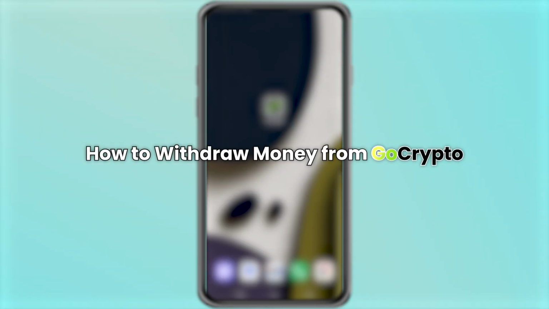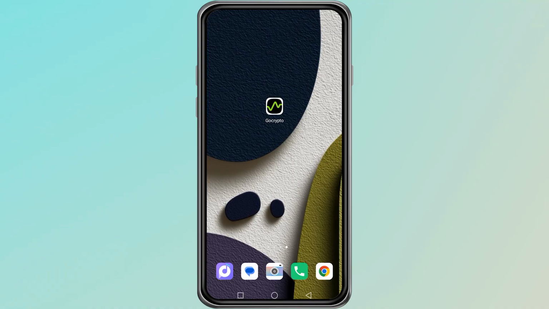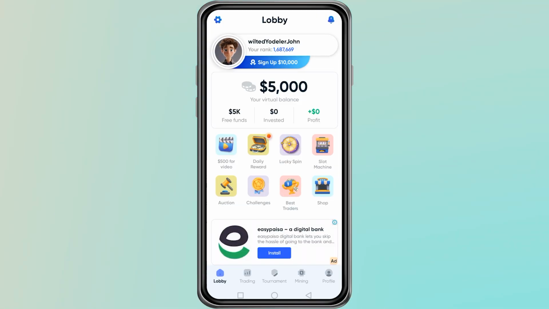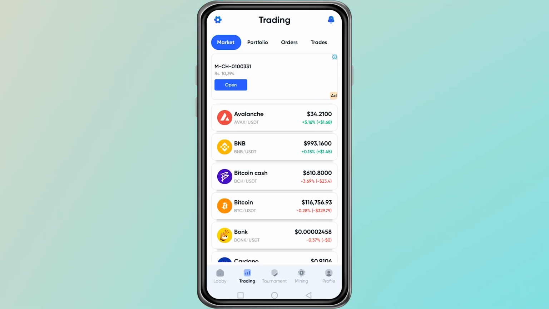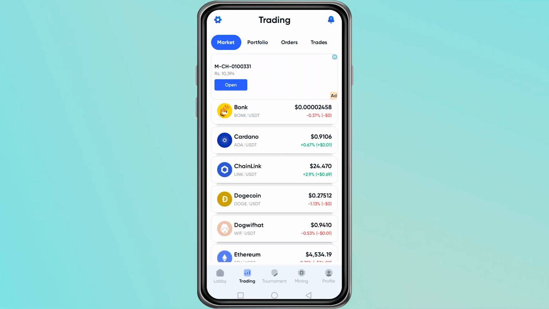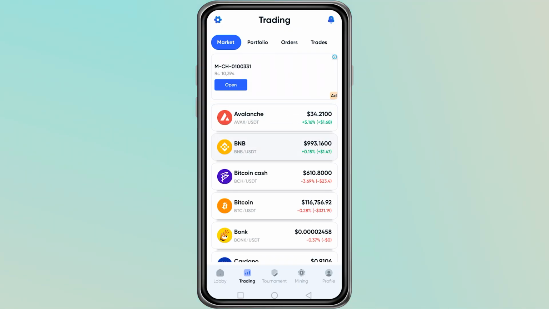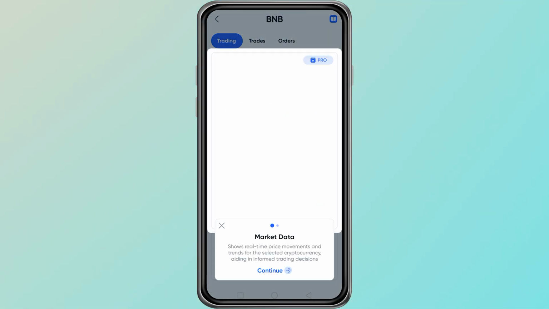Hello everyone. In this video I will explain how to withdraw money from GoCrypto. GoCrypto shows current market prices in real time. You can buy and sell different cryptocurrencies inside the app. But all your gains and losses are fake, not real. You are not using actual money. Everything you do is for learning, because the money is virtual.